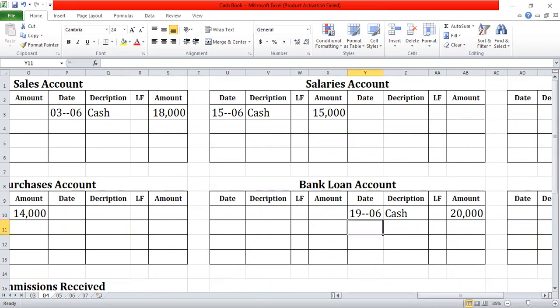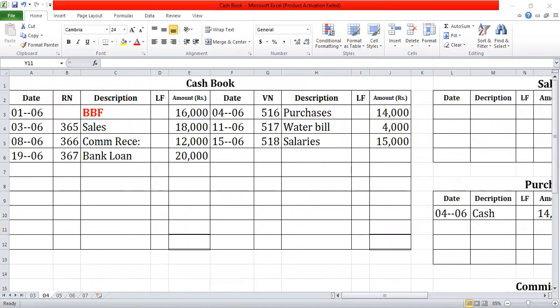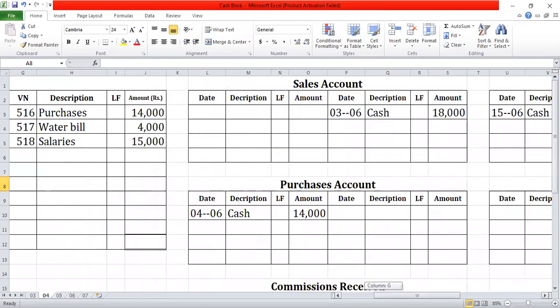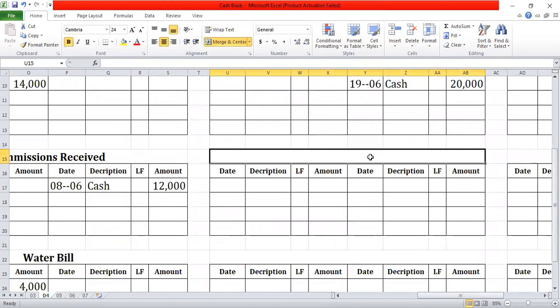Now the next account. It is again a receipt. 22nd of June. 368 is the receipt number. Udara is a debtor. We have collected money from Udara, which means Udara is a debtor. The amount is 17,000. Cash book debit. And open an account for Udara.